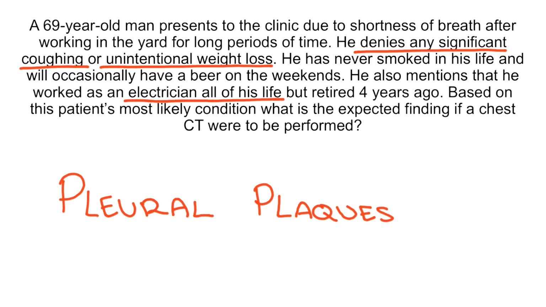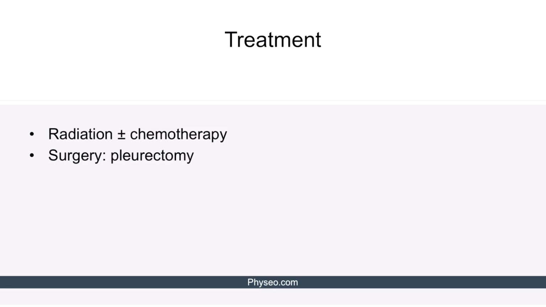Most patients with asbestosis are asymptomatic for long periods of time, then present with exertional dyspnea as the condition progresses. Patients with a history of exposure to asbestos are much more likely to develop benign pleural nodules than malignant mesothelioma, and this is a frequently tested point. The treatment includes radiation therapy with or without chemotherapy, and pleurectomy surgery can also be performed.